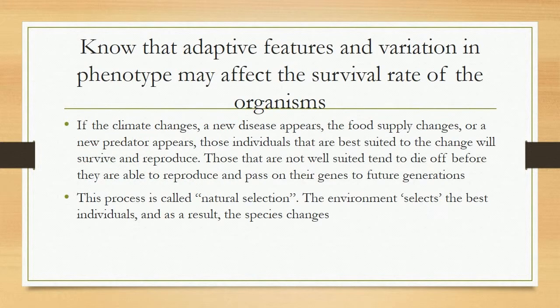Know that adaptive features and variation in phenotype may affect the survival rate of the organisms. If the climate changes, a new disease appears, the food supply changes, or a new predator appears, those individuals that are best suited to the change will survive and reproduce. Those that are not well suited tend to die off before they are able to reproduce and pass on their genes to future generations. This process is called natural selection. The environment selects the best individuals, and as a result, the species changes.